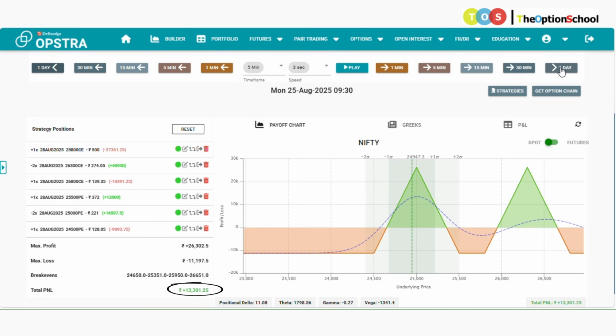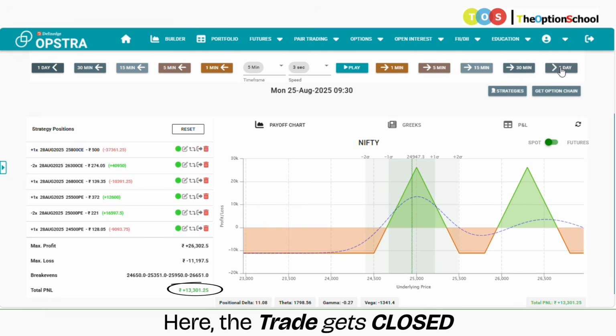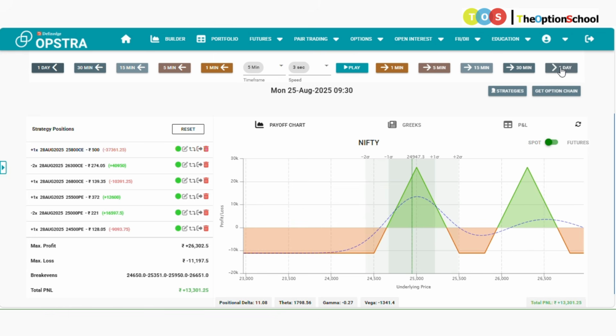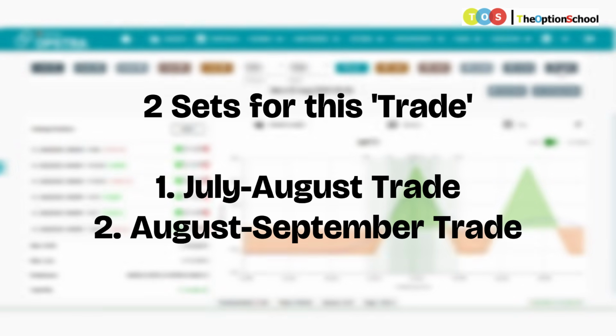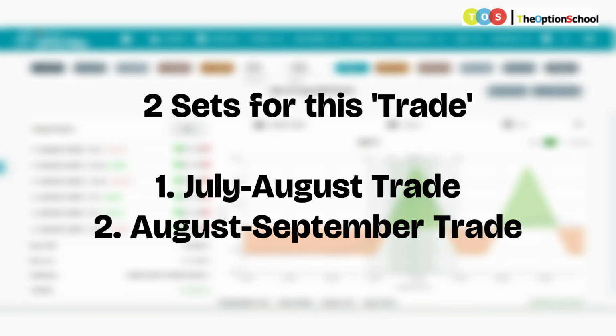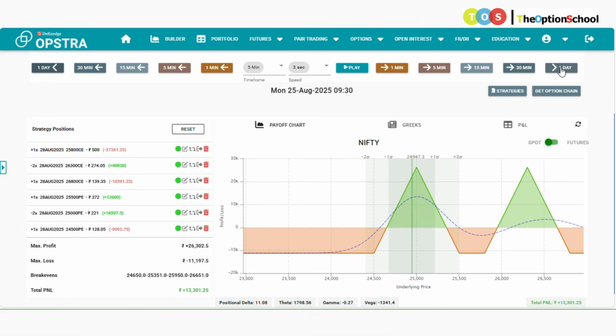Now here the trade gets closed, and this can be done every month. If you have the capacity to do two sets of this trade, then the first set can be done, let us say, on 1st July. It will be a July-August trade. The second set can be initiated on 1st August, and it will be an August-September trade. On 1st September, your July-August trade will be expiring, so you can initiate the third trade. So it becomes a very iterative process.